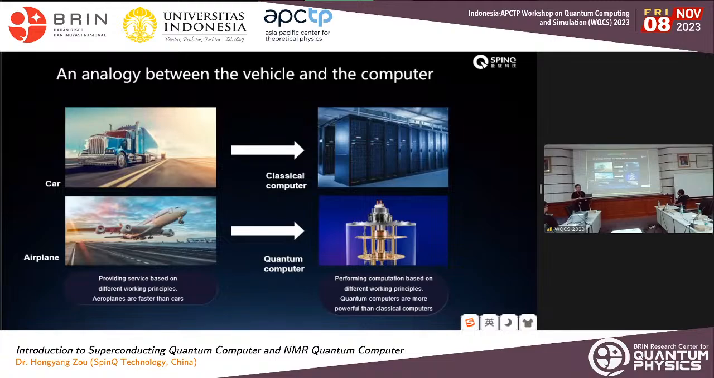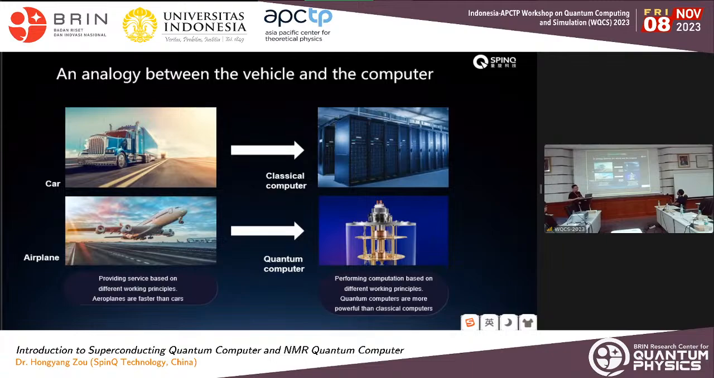So in the end, let's do an analogy between the vehicle and the computer, because the relationship between car and airplane is so similar to the relationship between classical computer and quantum computer. If you want to go to a nearby place from Jakarta, you better choose a car instead of an airplane. If you want to do some addition, like 1 plus 1, you better choose a classical computer compared with a quantum computer. We have shown you we can do 1 plus 1, but the quantum computer is so complex. And then, if you want to go to Beijing from Jakarta, you have to choose an airplane because you just cannot drive there.